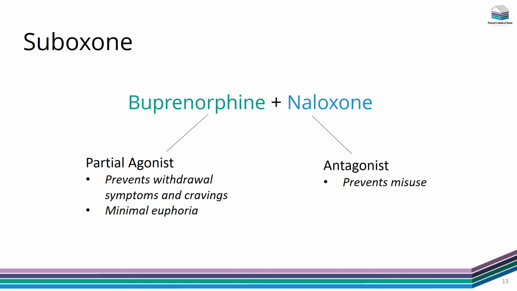But when taken orally, and Suboxone is a pill, the naloxone really is not absorbed at all. But if someone were to crush the pills and inject them instead of taking them orally, the naloxone would act first, and it would block off the receptor sites, and so it would cause a withdrawal effect.